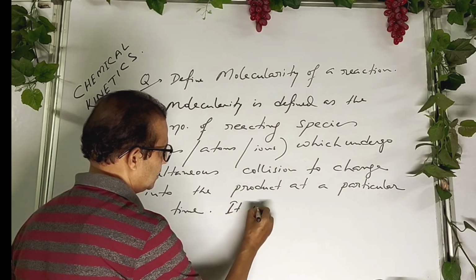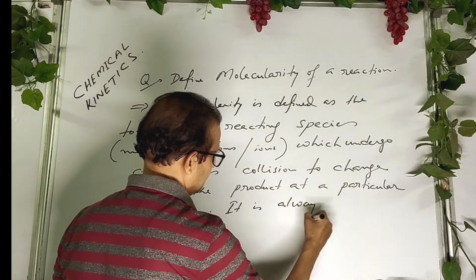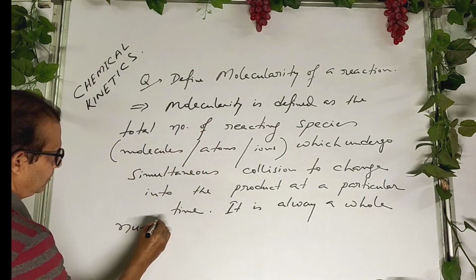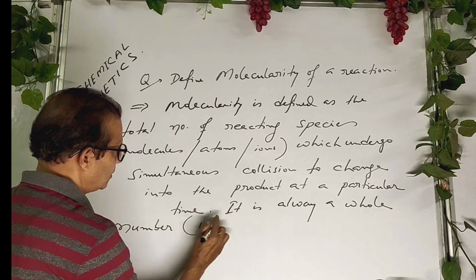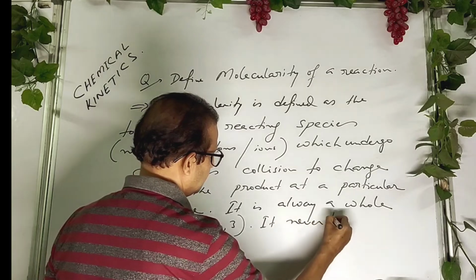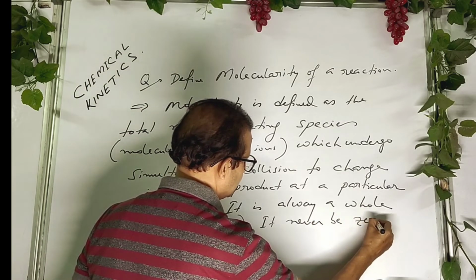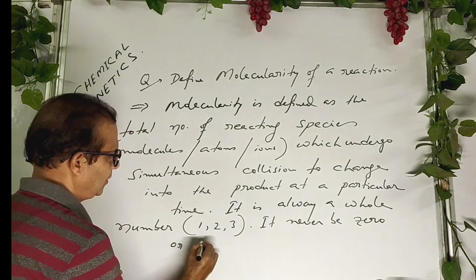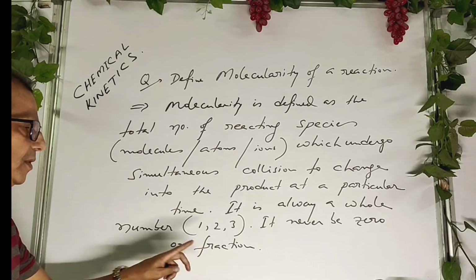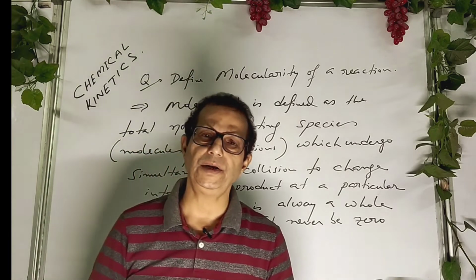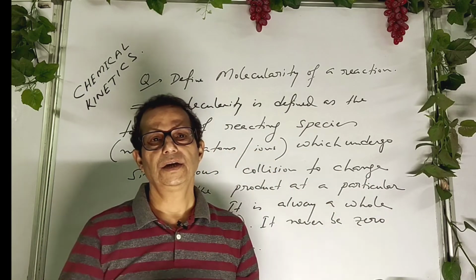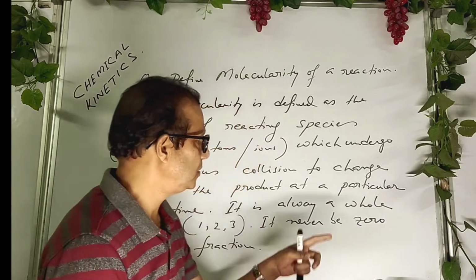Molecularity is always a whole number such as 1, 2, 3. It never be 0 or fraction. You know that order may be 0 or fraction, but molecularity never be 0 or fraction, okay? How to write the molecularity of a reaction? If it is asked in exam, see.